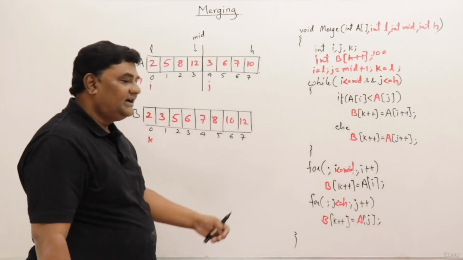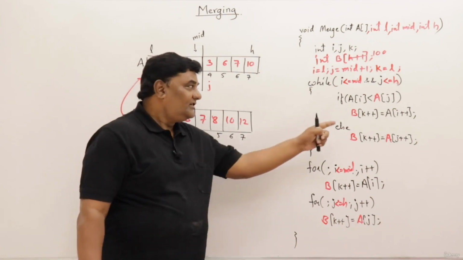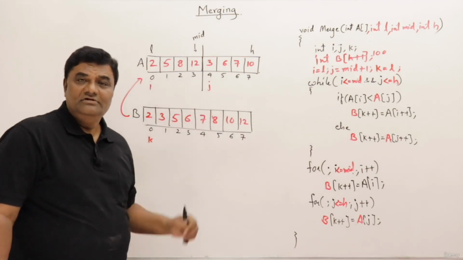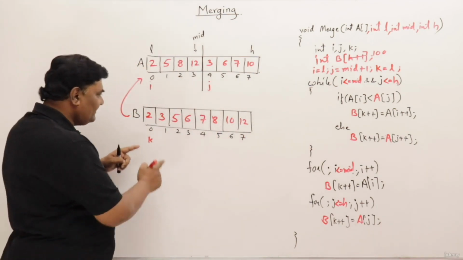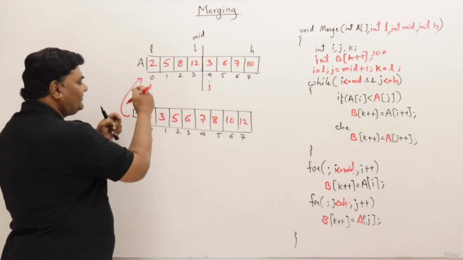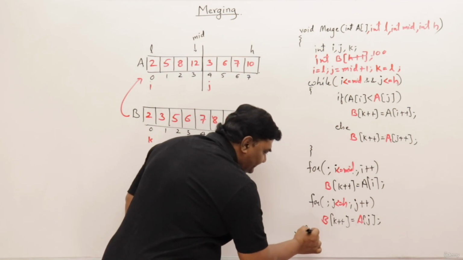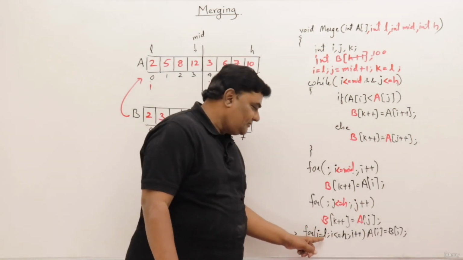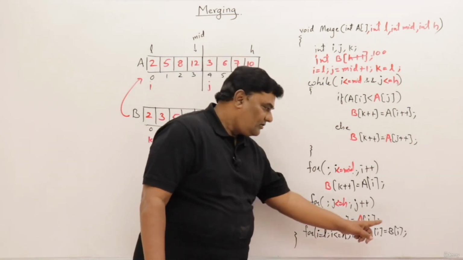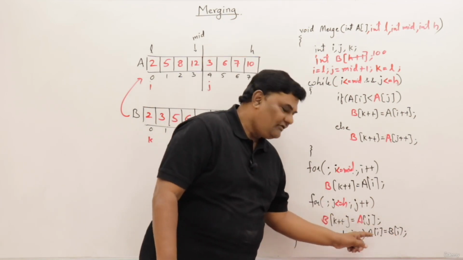So the code is modified with some changes, and it works for a single array now. Then one last thing remains. All these elements should be copied back to A. So here I will write a loop for copying all the elements. For I takes values from low to high, copy element from B of I to A of I.